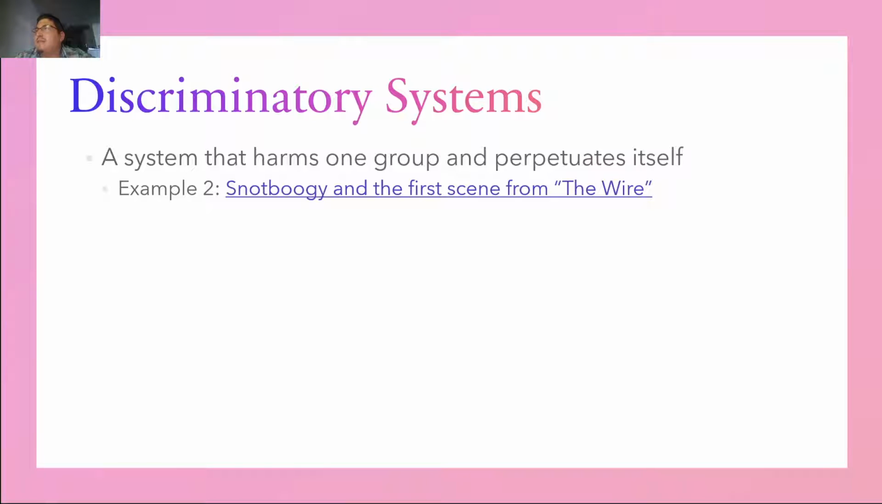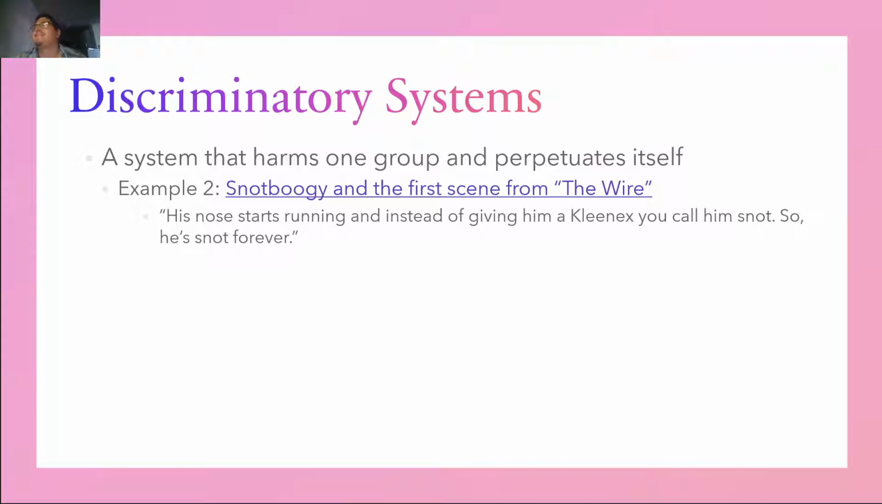But this first scene, the very first scene from The Wire, deals with this character snot-bugging. It's very, very interesting. So I'm going to pause a moment, let you guys handle that. Pause the video, go watch this scene, and come back. All right. Hopefully you've done that. You've watched the video here.